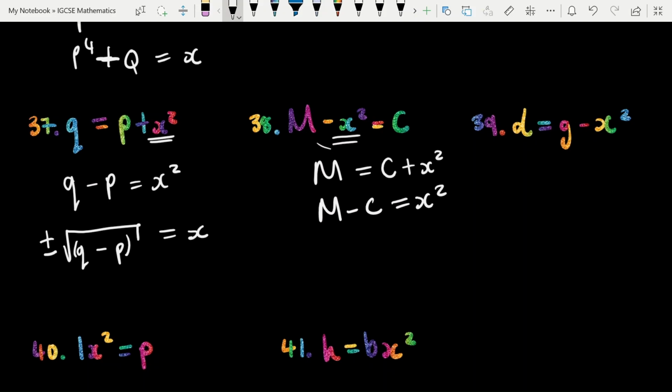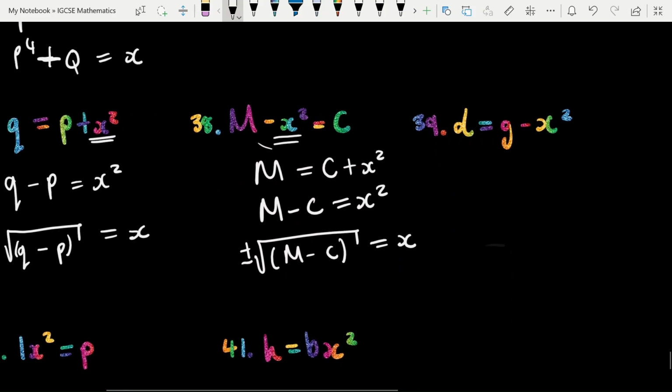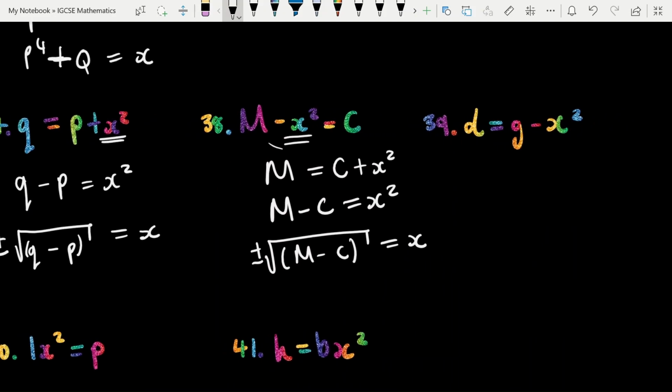Then I take the power of 2 to the other side, it's going to be the root of 2. Of what? Of m minus c. And what do I put? Plus or minus. And this is just equal to your x. Number 39, let's see. Oh, the fact that there is no number 42 shows that we've reached the end.